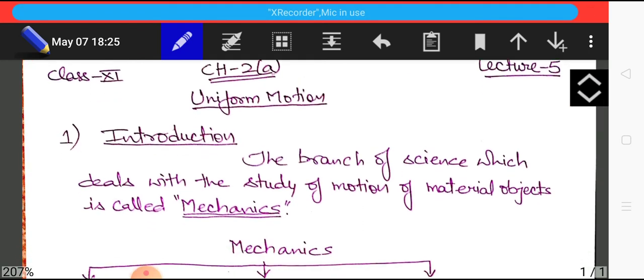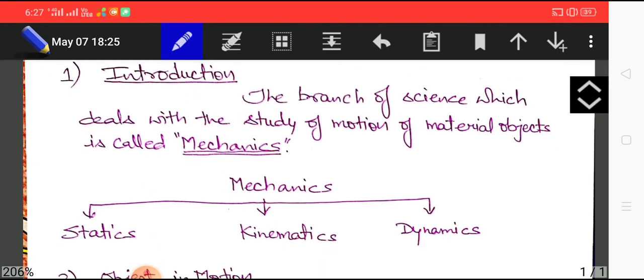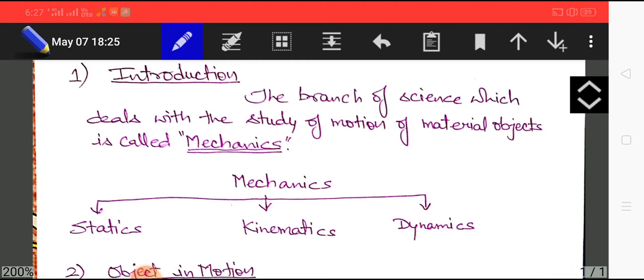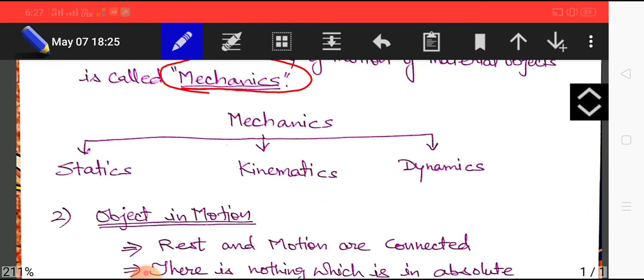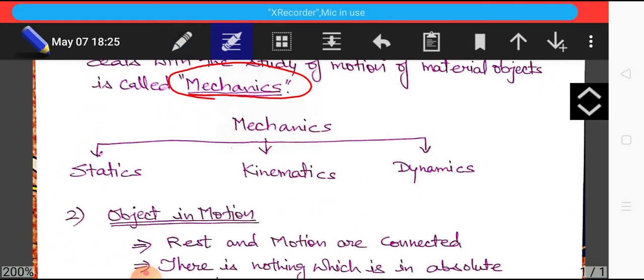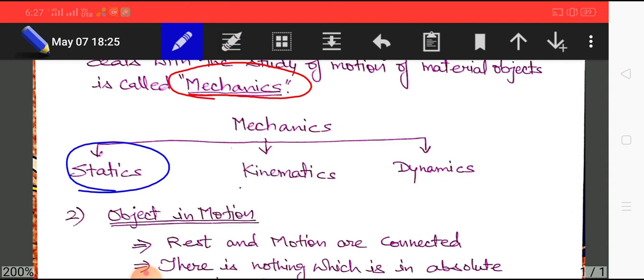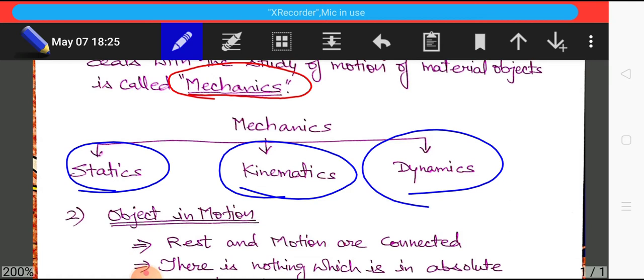So, in the introduction part, let me first tell you what mechanics is. Mechanics is the branch of physics which deals with the study of motion of material objects. It is called mechanics. Mechanics has three parts, which are statics, kinematics, and dynamics.